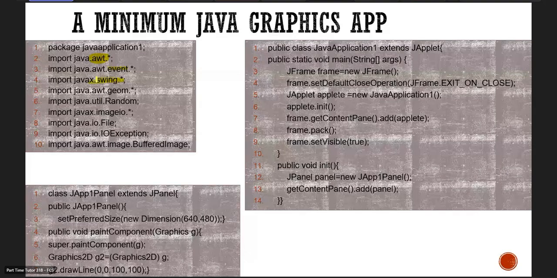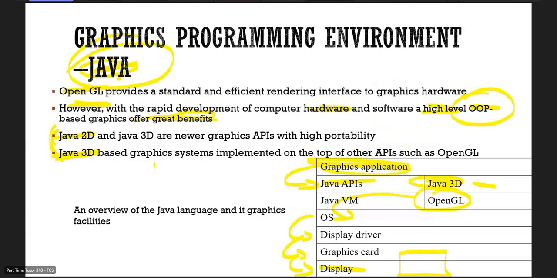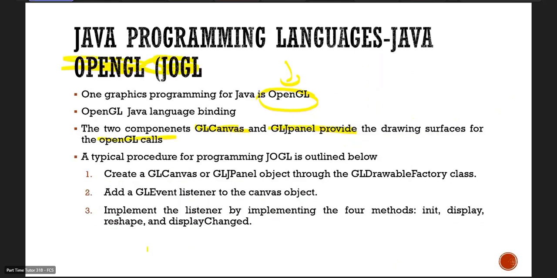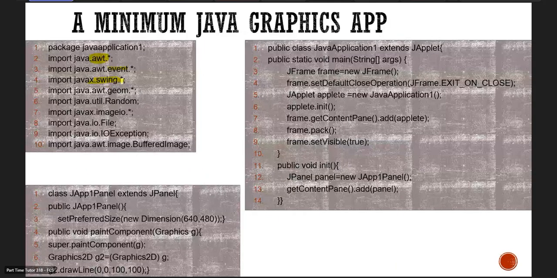You can also use the swing. I've seen that here. With the swing, you have more features. Swing is a completely redesigned graphical user interface. You can see that here we are also importing the swing. Here we are using random image input outputs, the exception, buffered images, etc. So principally we are using the AWT and the swing packages.